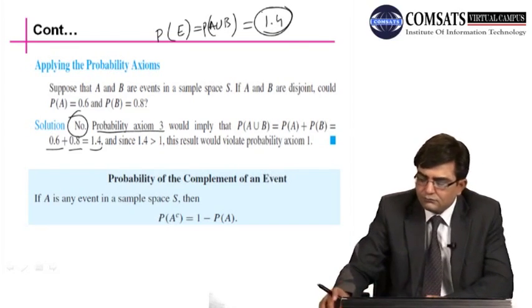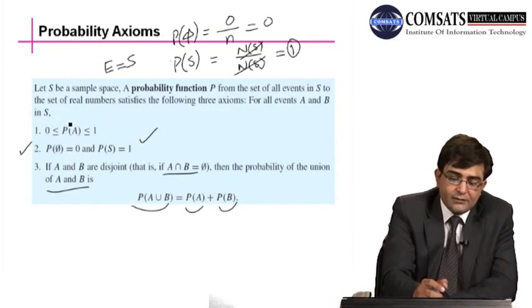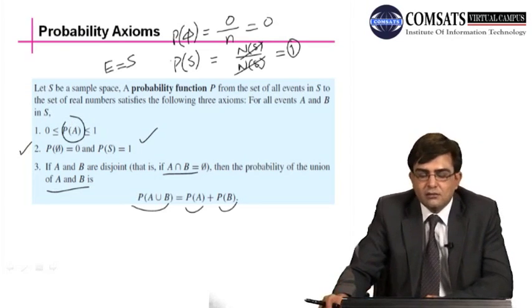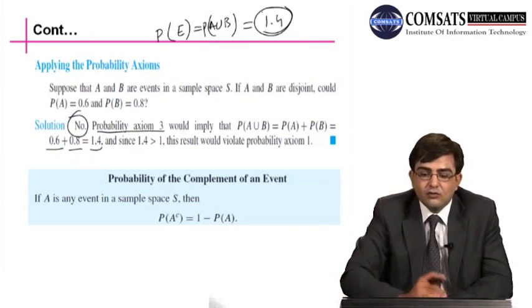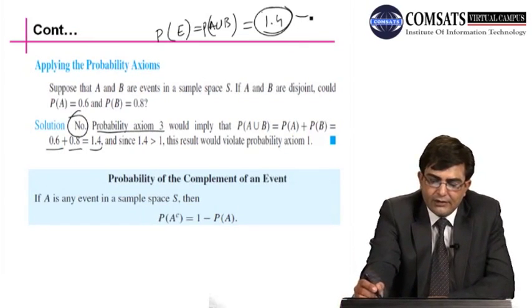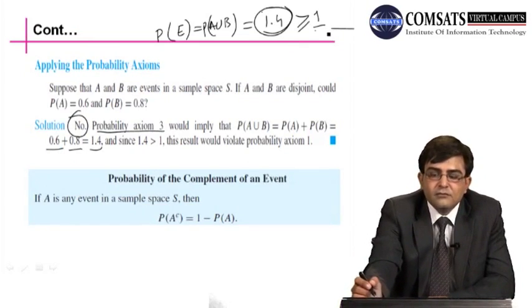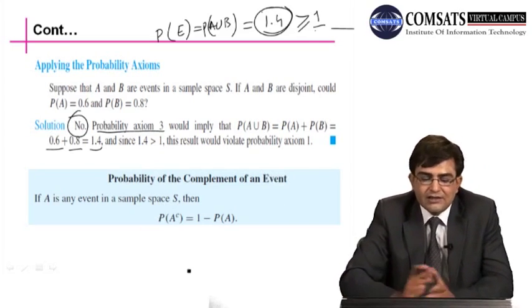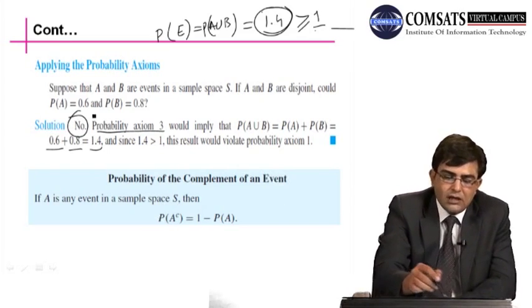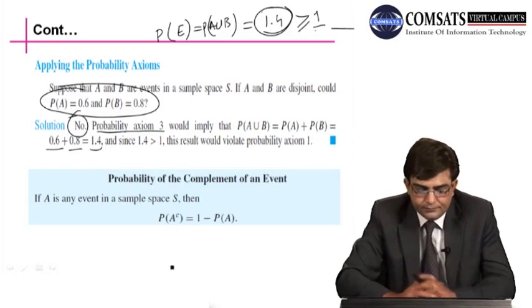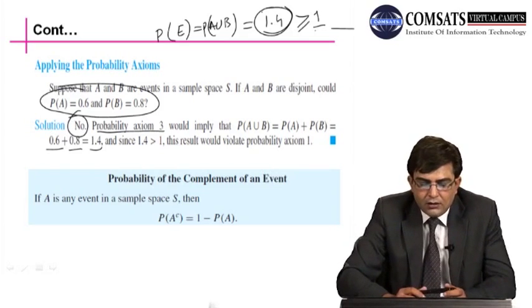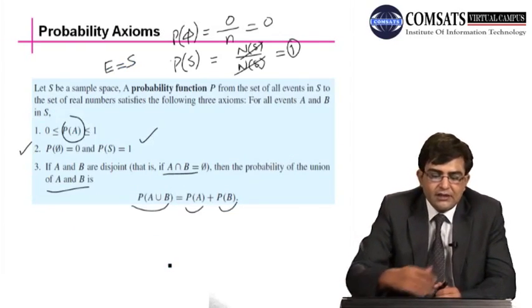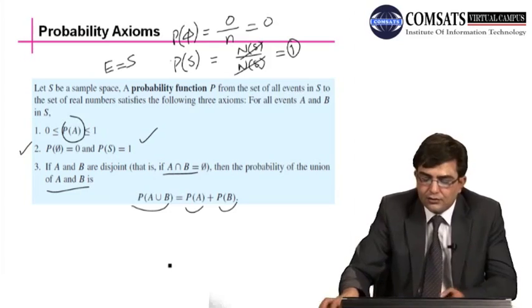And we have discussed here that the probability of any event must be greater than or equal to 0 and less than or equal to 1. But this probability is greater than 1, not equal to 1. This is simply greater than 1. So this is not possible. So we can say that these probabilities are not possible. This is how we can use the axioms of probability to draw conclusions.